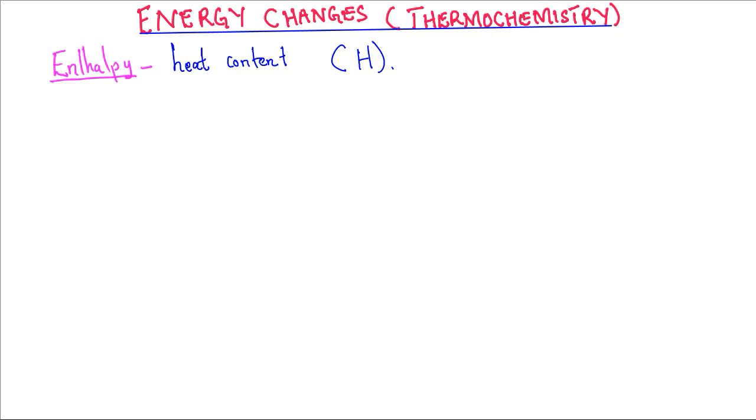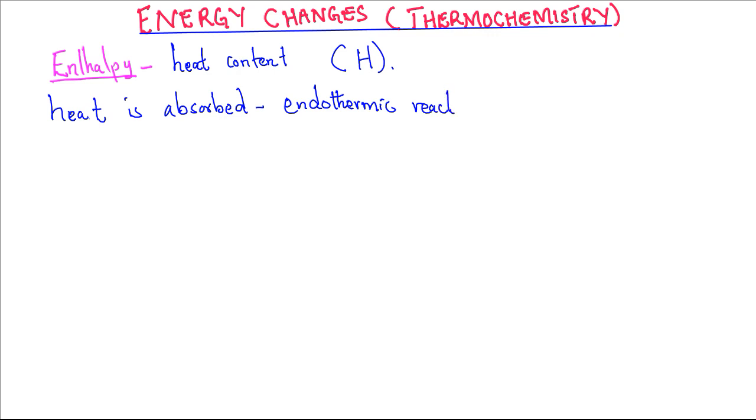We can have reactions where heat is absorbed or heat is released. A reaction in which heat is absorbed is known as an endothermic reaction, while a reaction in which heat is evolved or released is known as an exothermic reaction.